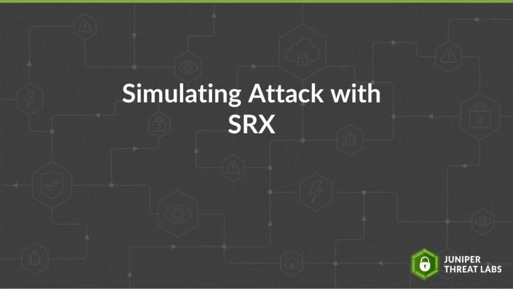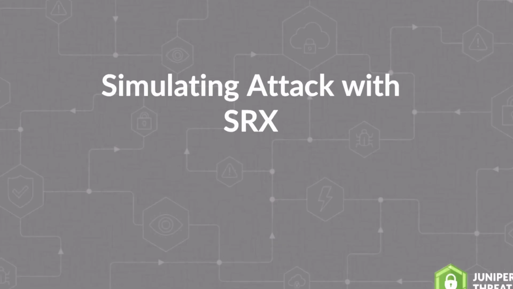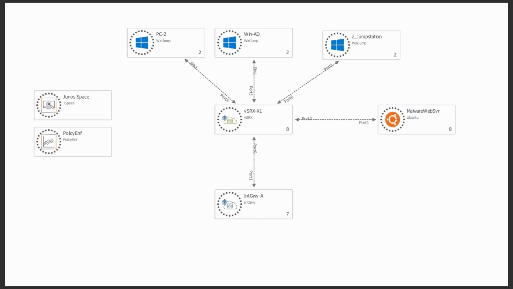Let's now look and see whether or not this attack works as successfully with the Juniper SRX firewall, enhanced with protection from Juniper's cloud-based advanced anti-malware solution, Juniper ATP. For the demo, Juniper Threat Labs is using the following setup. We have a vSRX pictured in the center. The vSRX is a virtual SRX firewall providing network security protection.